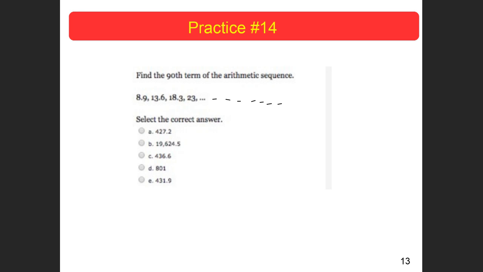Okay, so let's see here. 13.6 minus 8.9 is going to give me my d value, which is 4.7. So my d value is 4.7. My a1, my first term, is 8.9. So my formula, a sub n is equal to 8.9 plus 4.7 times n minus 1.